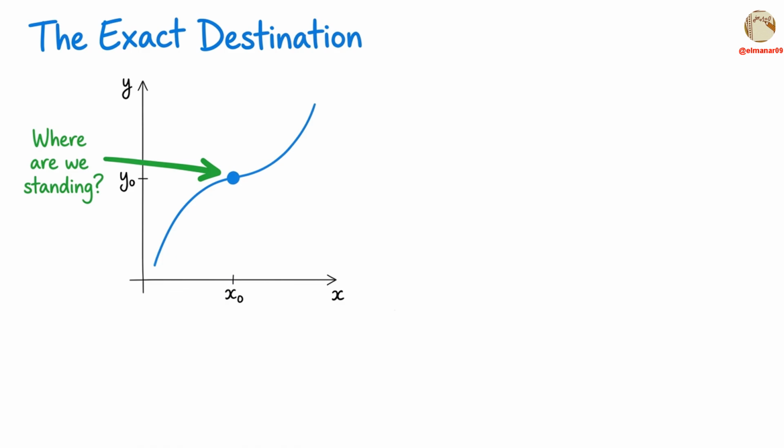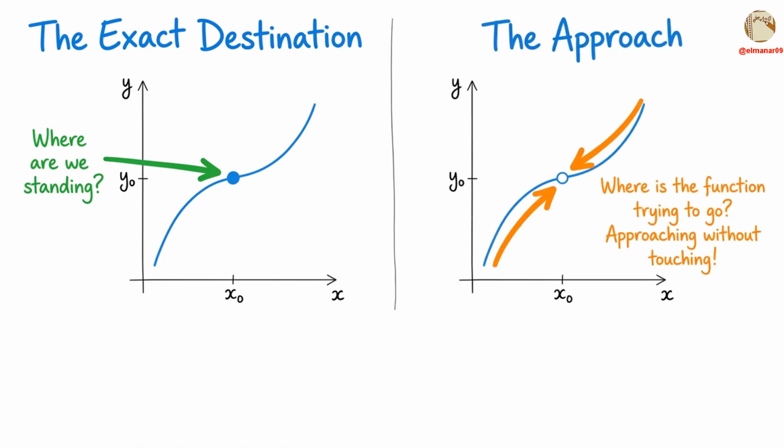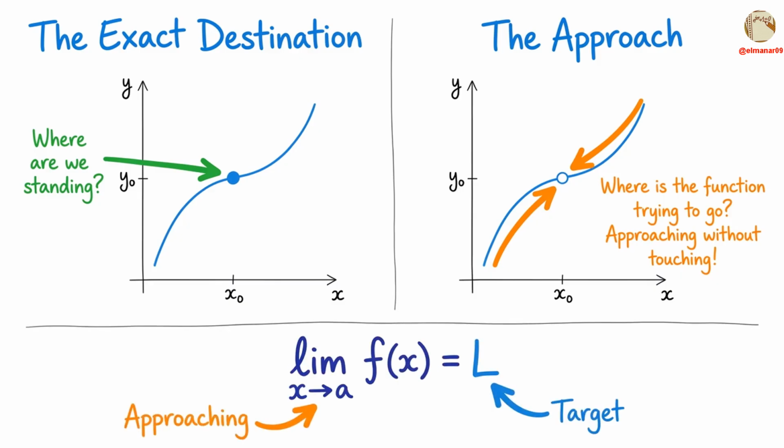But on the right, we have the approach. This is the magic of the limit. We aren't interested in what happens at the point, but rather where the function is trying to go as we get closer and closer. We call this the target. The notation is the limit as x approaches a of f of x equals L. Remember, we are approaching without necessarily touching. It's the journey that counts here, not the arrival.